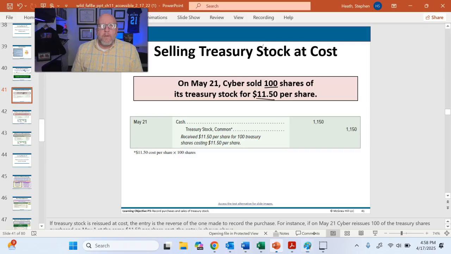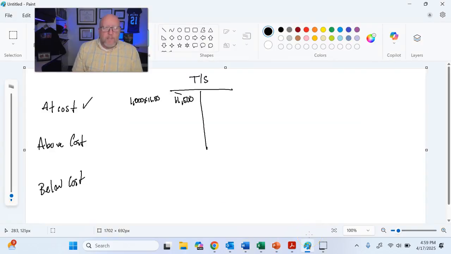Okay. But now in this slide, we're saying, hey, we're going to sell 100 of those, and the sale price is going to be $11.50. So this is the situation where we are selling at cost. And by cost, I mean the price that we paid to acquire the Treasury stock. This is the original price, $11.50. Okay, that is the original cost.